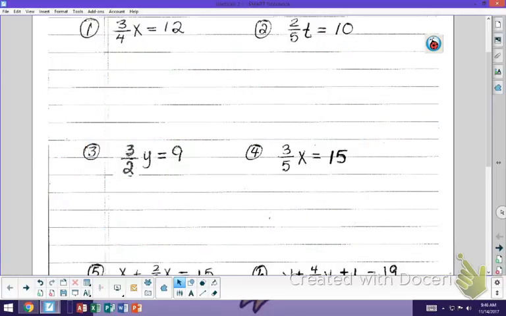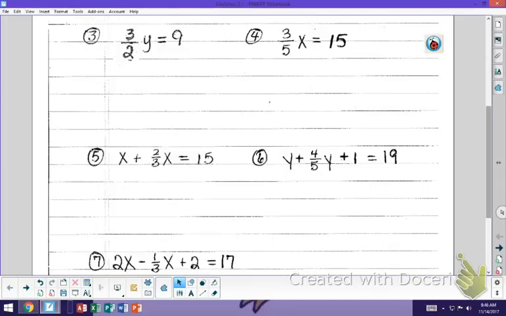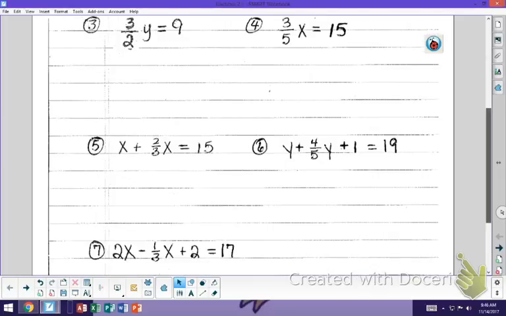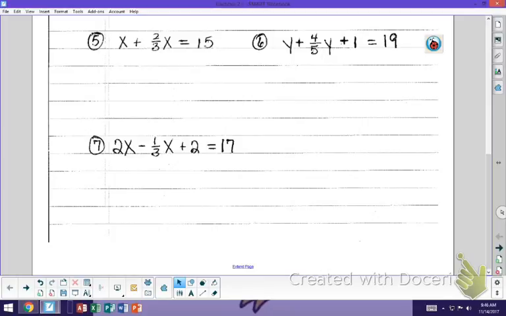Scrolling down to 5 and 6. Okay, so 5 and 6, we have, again, a whole and some more. Draw my line. So I have 1 whole x. I'm going to stack them. And then I have 2/3 more.